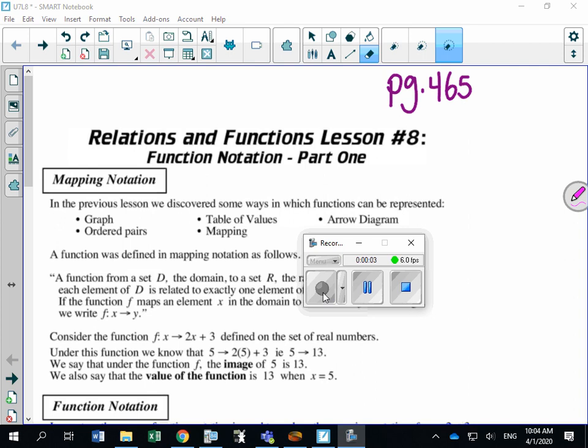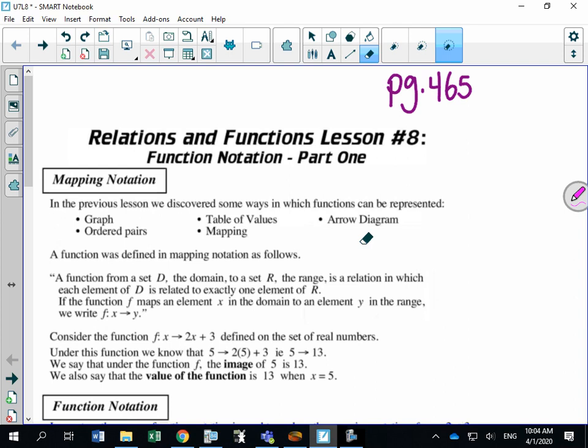Okay, this is going to be lesson 8 in your student workbook, and lesson 8 is on page 465. This is going to be the first of two lessons that are now getting into something called function notation. So we're going to be doing something that we've already done, but we're going to be writing it a different way. And sometimes when we introduce something new or we write something a different way, it becomes uncomfortable. But the goal is that by the end of this, you're going to understand this new way of writing equations.